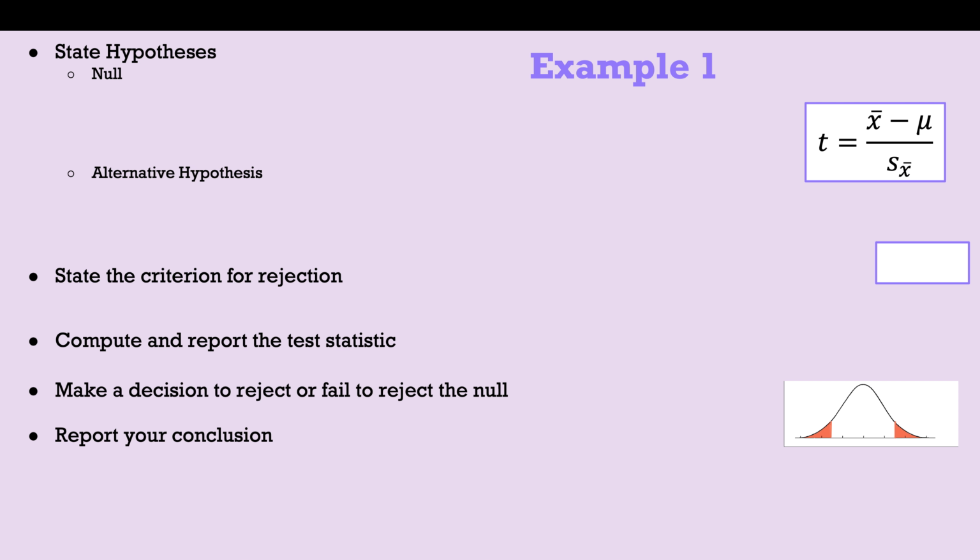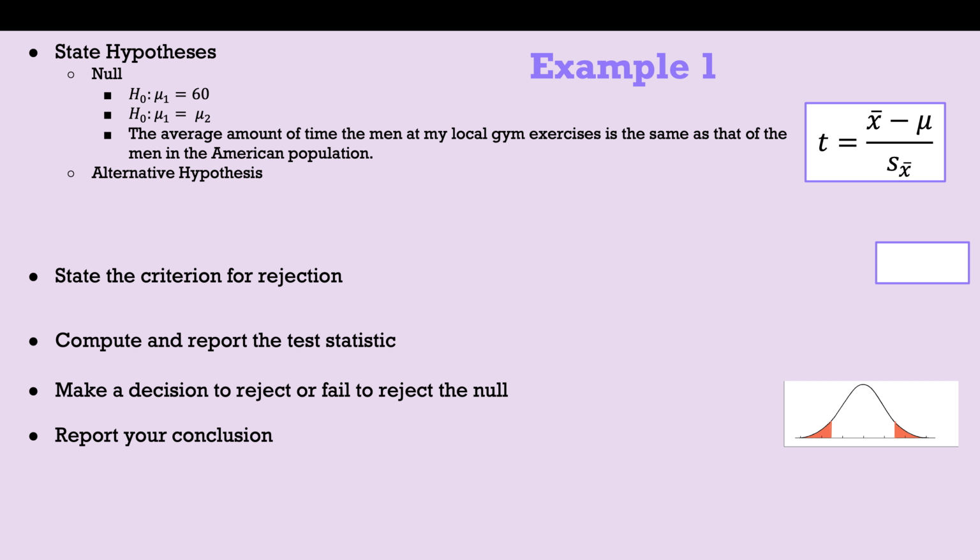So we're going to start with our null hypothesis. There are two different ways that you could write this. If you remember from the previous slide, the average American man exercises for 60 minutes. So our first null hypothesis that we could write, these are just two examples, either one is fine, is that the mean of our population that our sample represents equals 60, or that the mean of our group equals the mean of the population. Okay? And we would also write that in words.